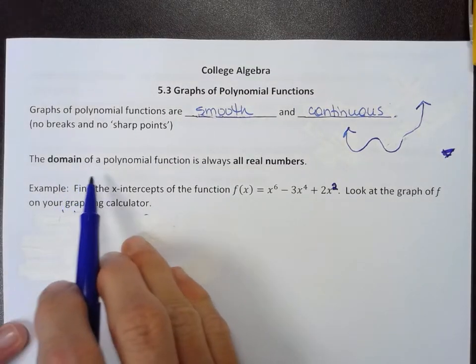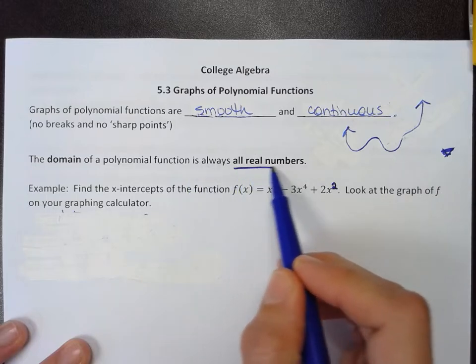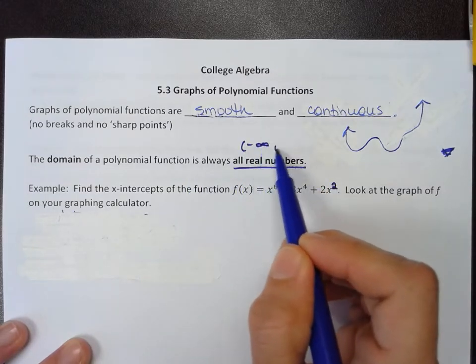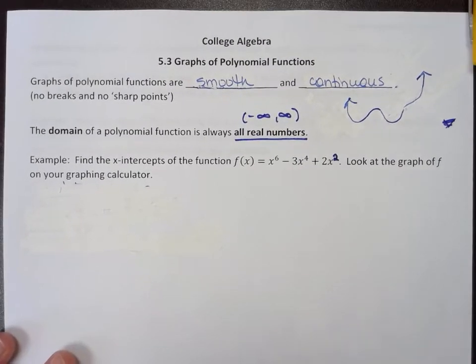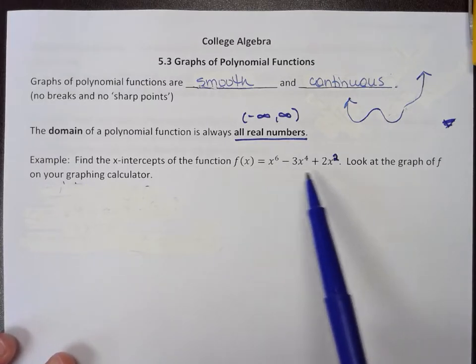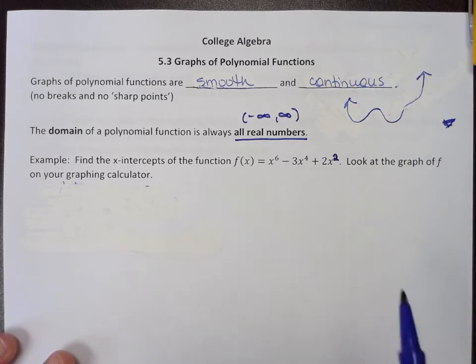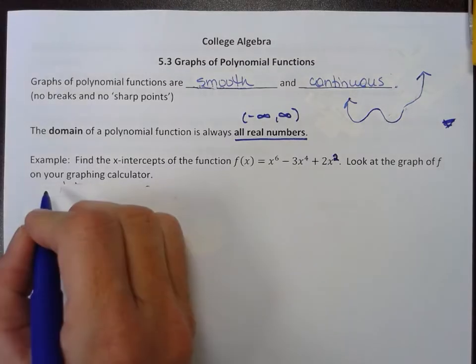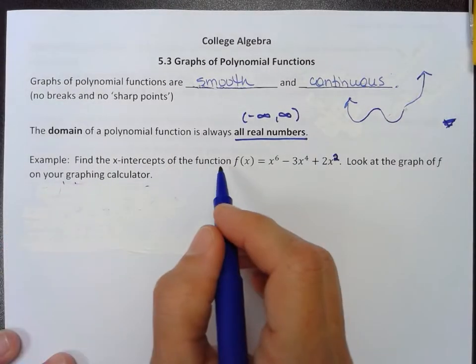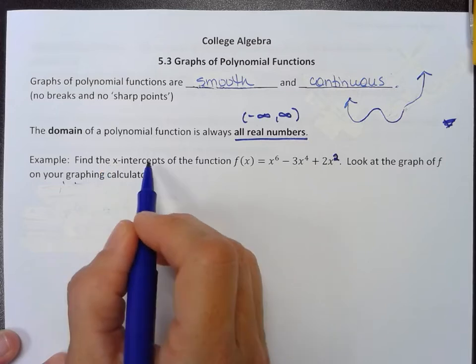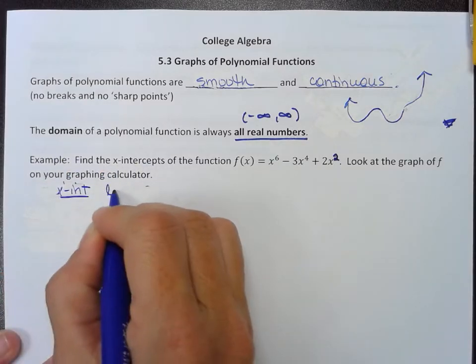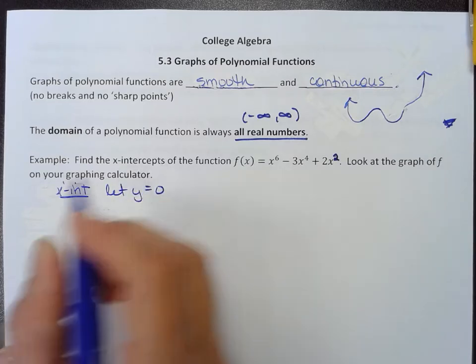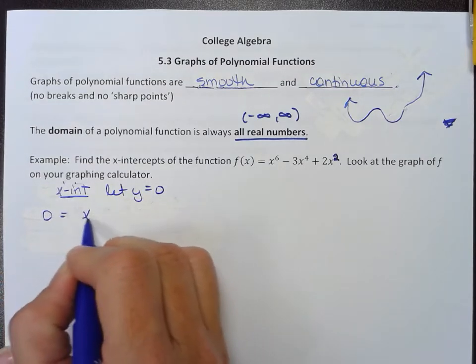The domain of a polynomial function is all real numbers, so negative infinity to infinity will be your domain of a polynomial function. Let's look at this first example. Find the x-intercepts of this function and then look at the graph of f on your graphing calculator. So we have our function and they want us to find the x-intercepts. That means we need to let y equal 0. So we have 0 equals all that stuff.